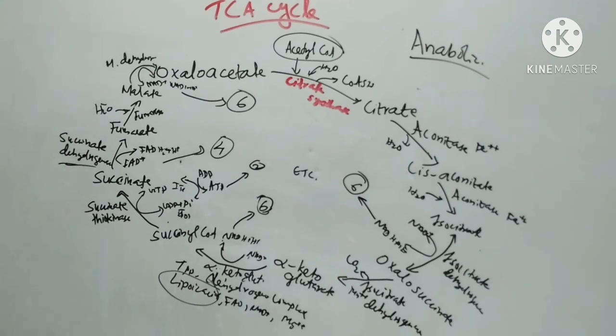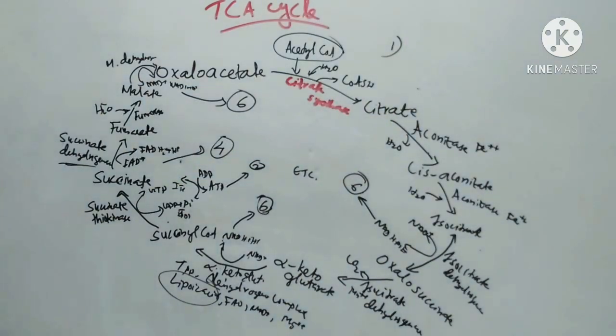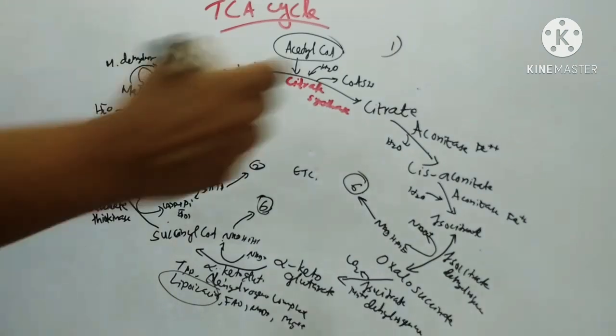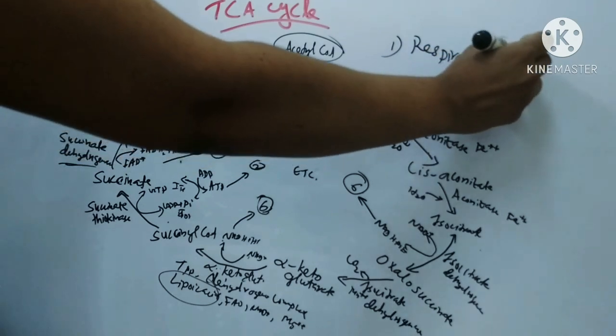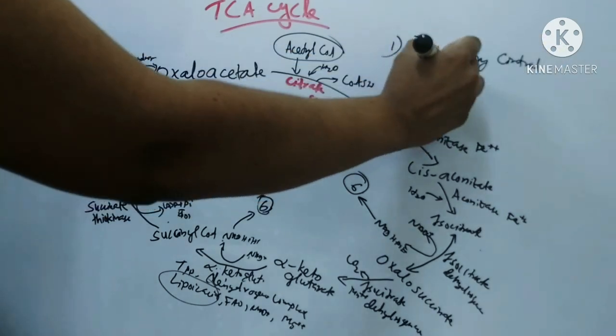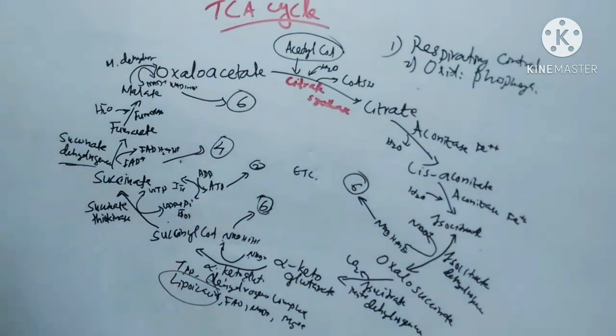Then coming to regulation of the TCA cycle. The first regulation is respiratory control through ETC and oxidative phosphorylation. It exerts the main control. That is the first regulation.